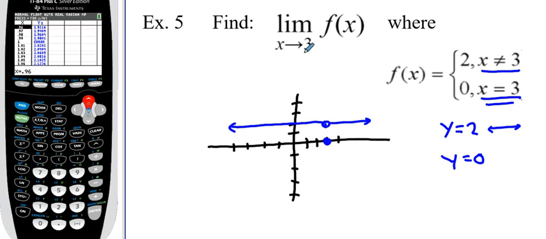Okay, so let's just think about how the limits work. This is saying when x gets closer and closer to 3, what's the value of the function? So when x gets closer and closer to 3, well, the value of the function is 2.